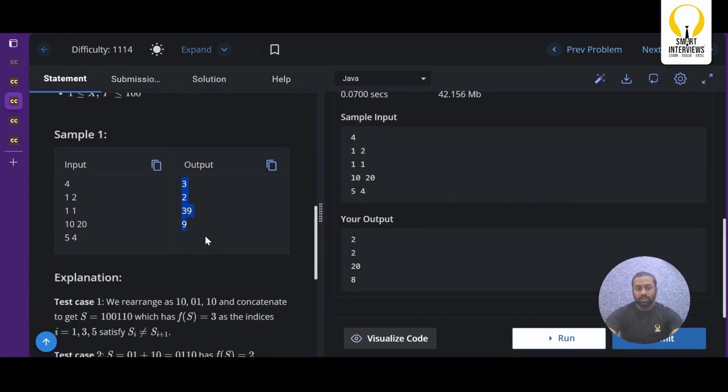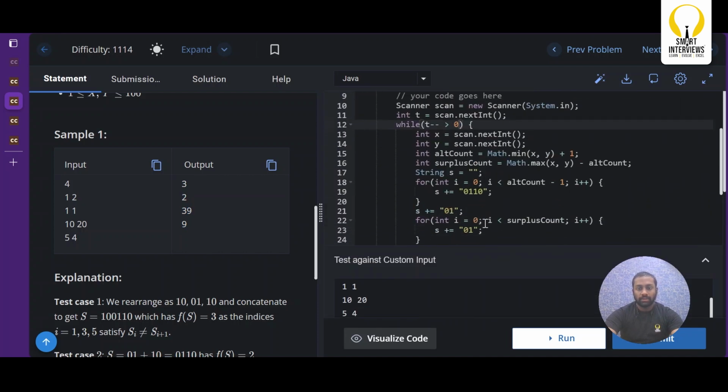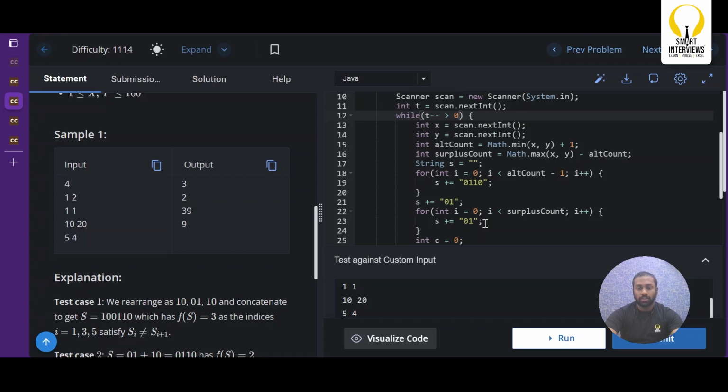Is it as expected? Where is it going wrong? Think for a moment. Pause the screen here. Think for a moment.